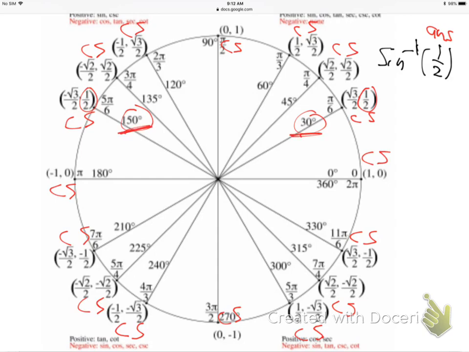150 and 30 both have a sine of a half. No other values do, huh? There's two places where sine is a half. So which answer is right? Do we give the 30 degree or do we give the 150?